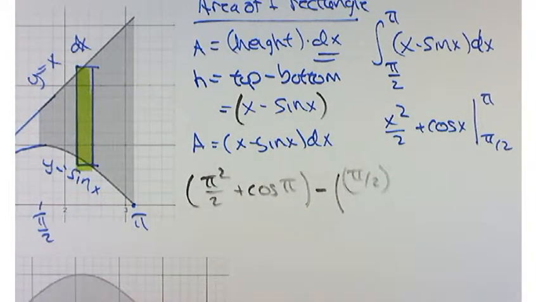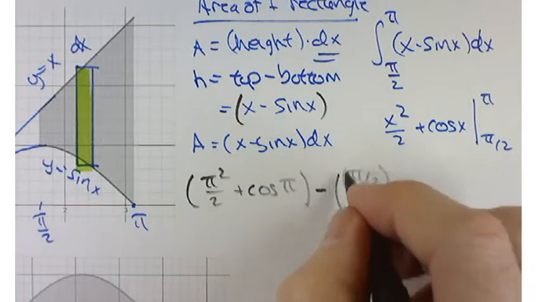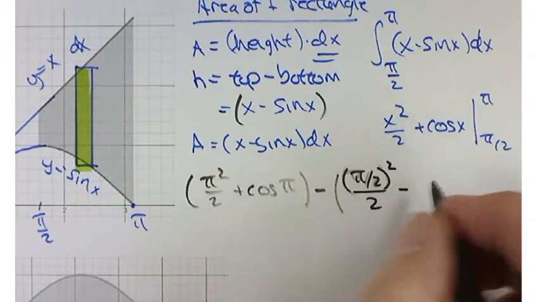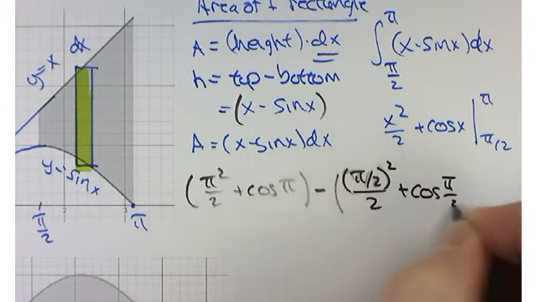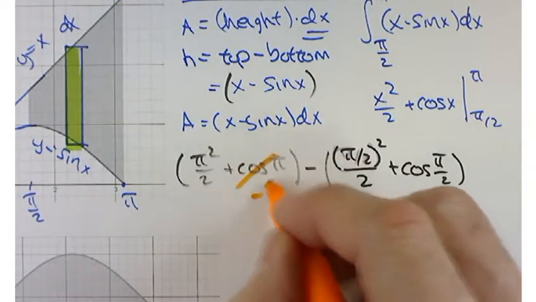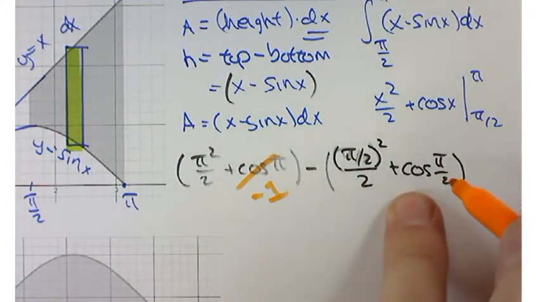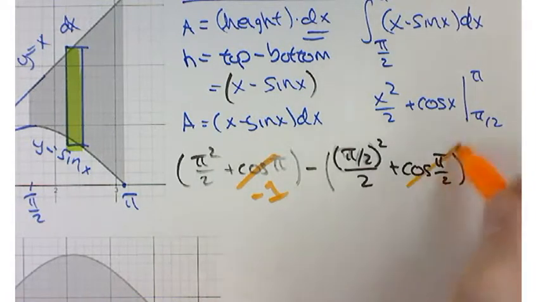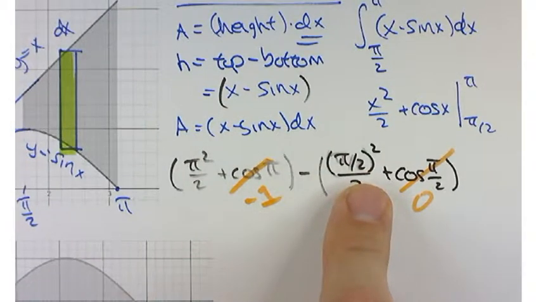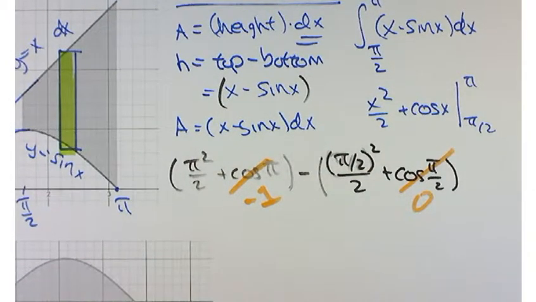Let's try again. Pi over 2 squared over 2 minus cosine, or plus cosine of pi over 2. Okay, so let's see here. A couple of these will simplify a little bit. Cosine of pi is negative 1. How about cosine of pi over 2? 0. So we're left with pi squared over 2 minus pi squared over 8 minus 1. So there's going to be 3 pi squared over 8 minus 1.